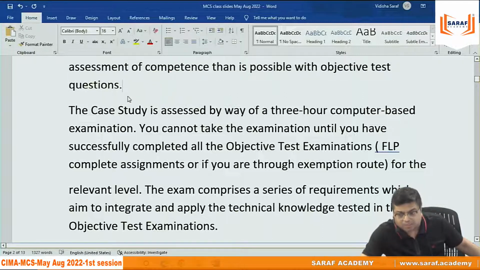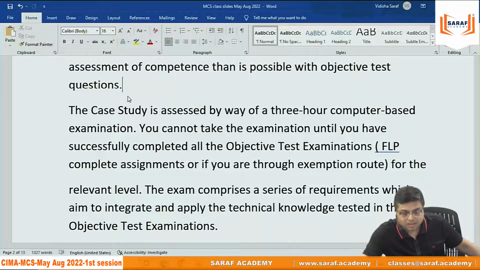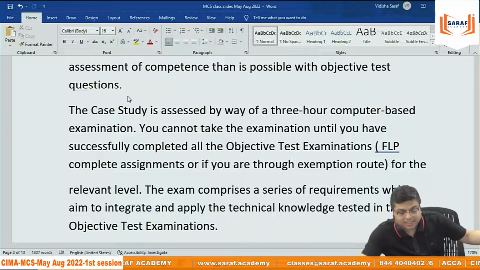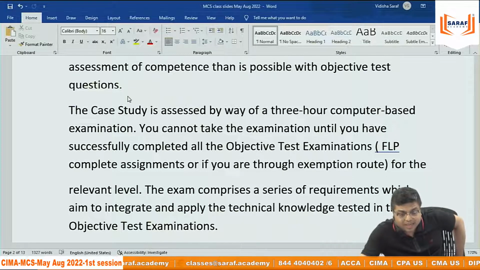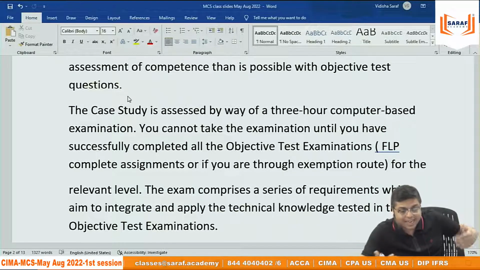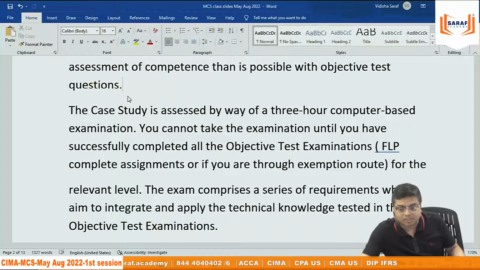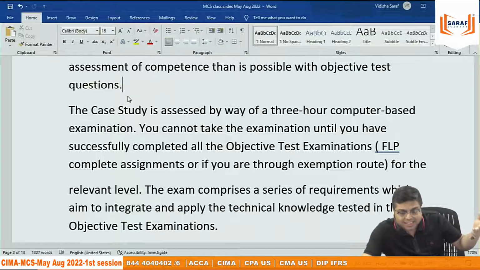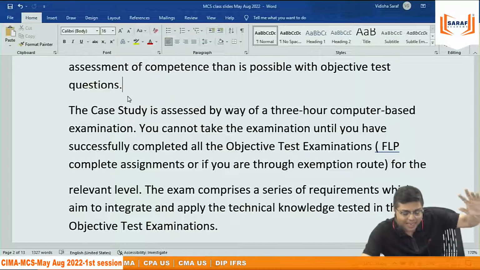CIMA is the first body in the world that launched home-based exams. The earliest institute in the world that started home-based exams during Corona is the CIMA Institute. In everything, they are the first. In accepting any change, they are the first, analyzing the need of the employer, not only in India or the UK, anywhere.